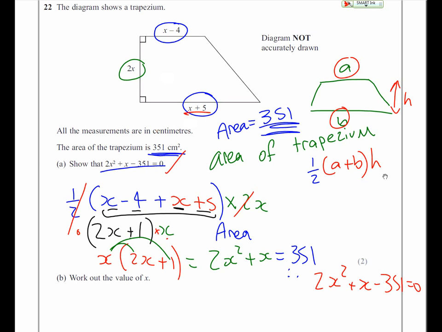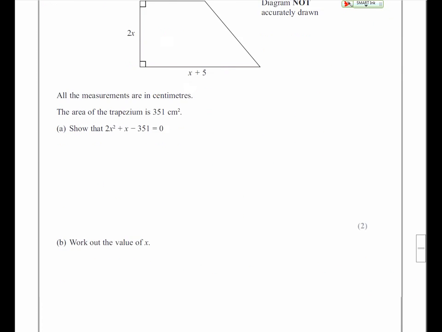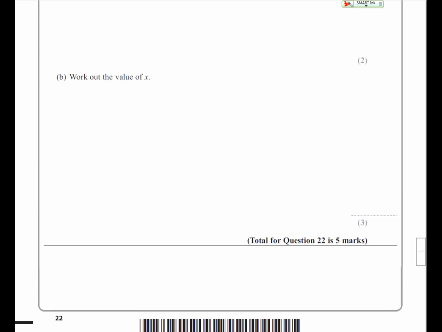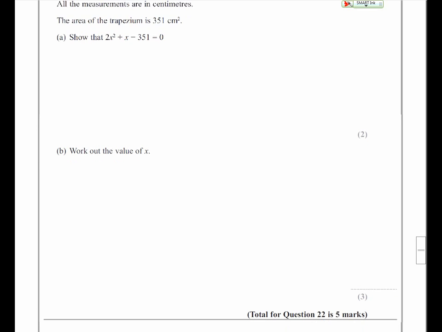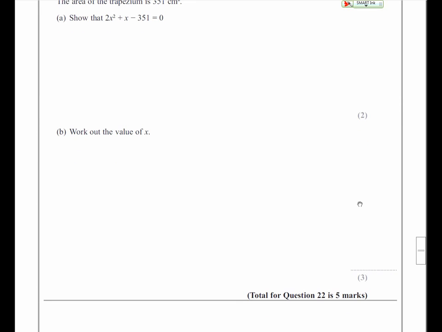Work out the value of x. Right, I can't think of two numbers off the top of my head that make that. And this is a calculator paper, so watch out for tricky questions like this that are very hard to solve. It means you might not be able to factorise, you might need to use the formula.